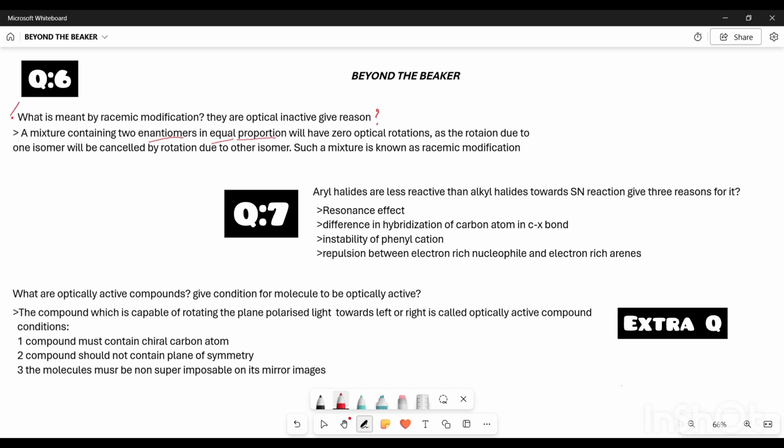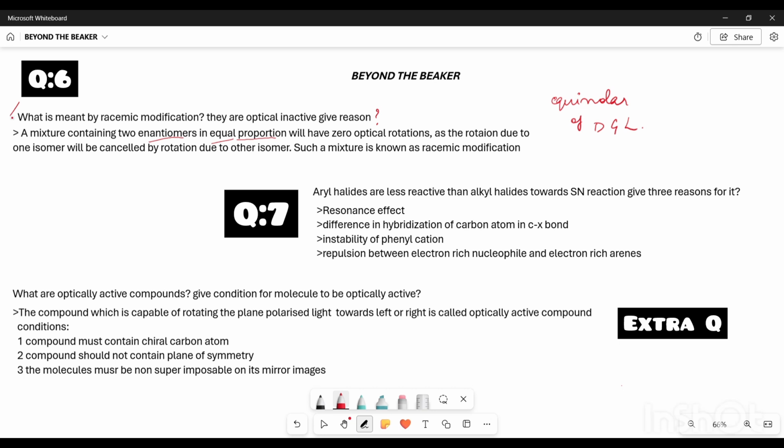Or you can write the answer like this also. Racemic modification means an equimolar mixture of D and L isomers, called a racemic mixture or racemic modification. Racemic mixtures are optically inactive because the rotation due to the L isomer gets cancelled by the D isomer. You can write this answer also.